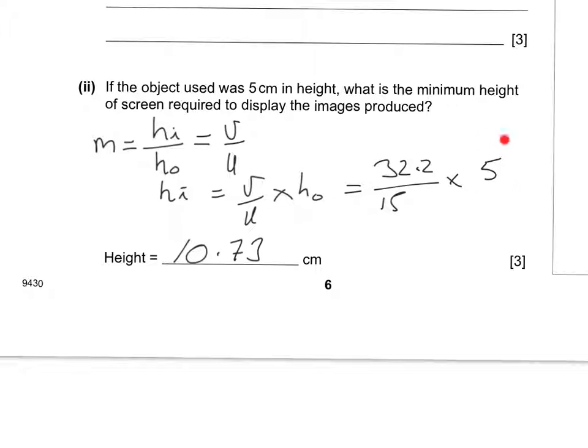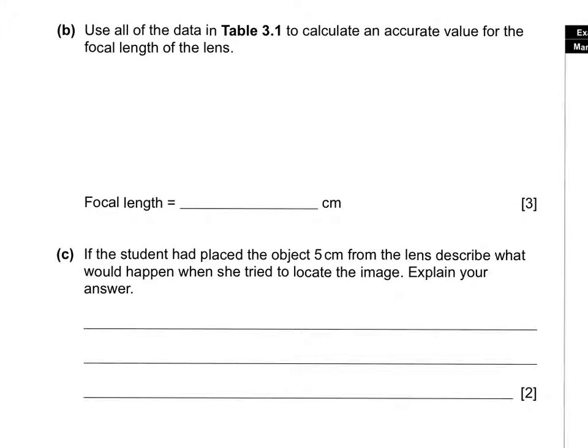And that's in centimeters because this was in centimeters. Part B then says use all of the data in the table to calculate an accurate value for the focal length of the lens.